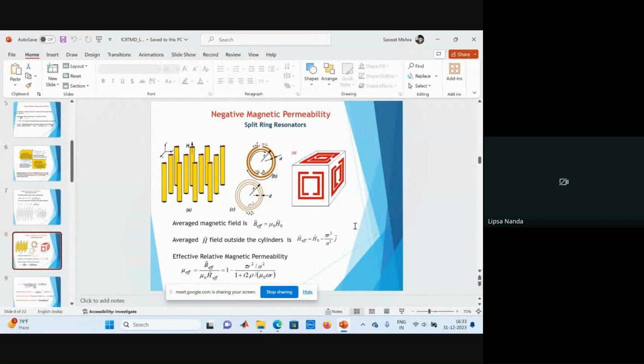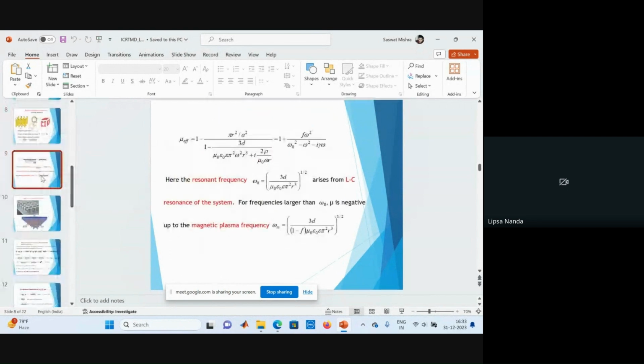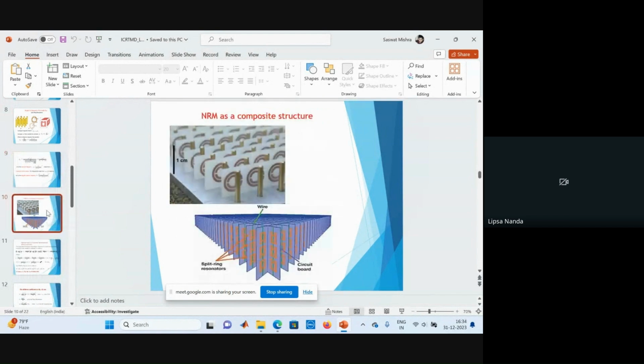The 3D picture is also seen here. The SRR structures are aligned along the 3 directions. Similarly, we have the applied magnetic field and the average magnetic field outside the cylinder, and if we take the ratio, we get the effective magnetic permeability. For this particular SRR structure, we have this mu effective. The resonant frequency arises, as I have already said, due to the LC resonance of the system. For frequencies larger than omega naught, the resonant frequency, mu is negative up to the magnetic plasma frequency.